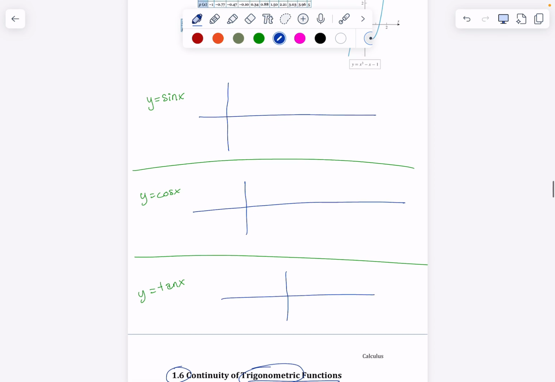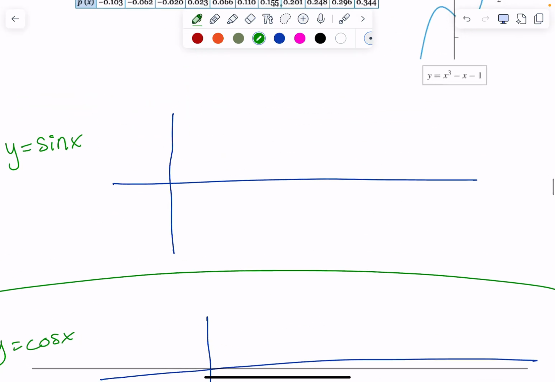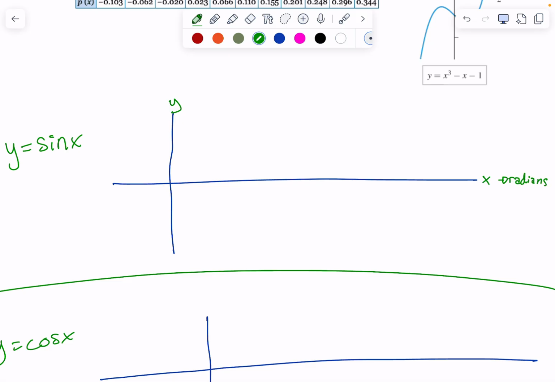All right. Here we go. y equals the sine of x, all right? The y-axis is just going to be the normal y-axis, but the x-axis is going to be in radians, which you don't know what that is yet, okay? Do you know what a radian is? We talked about radians last year?